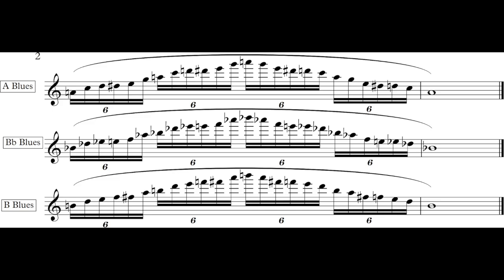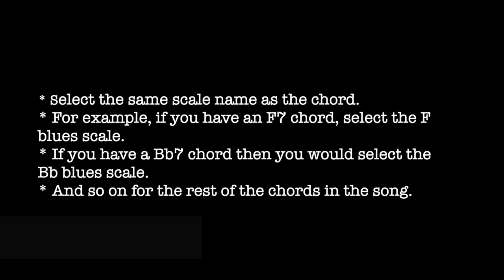Now what you do is select the correct blues scale to the chord. The easy way to do it, for example, is to select the same scale name as the chord. If the chord is an F7, you select the F blues scale. For the B-flat 7 chord, you would select the B-flat blues scale, and so on for the rest.